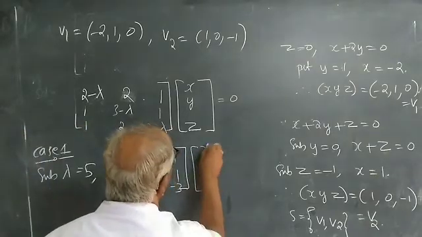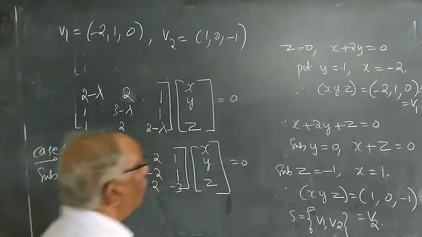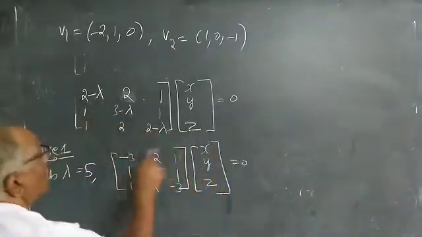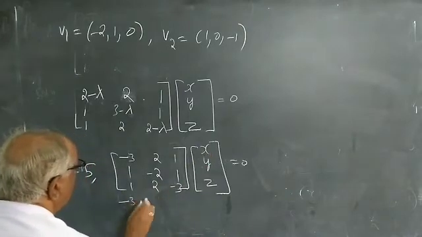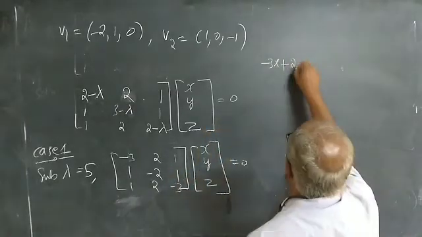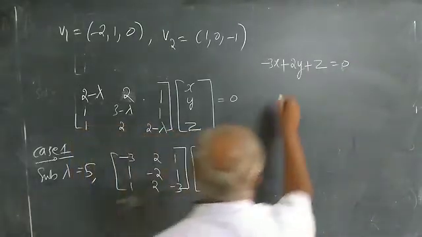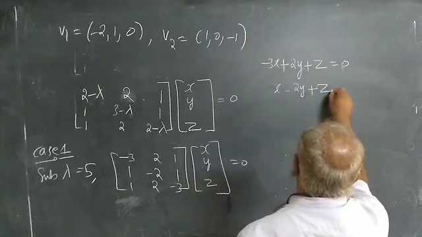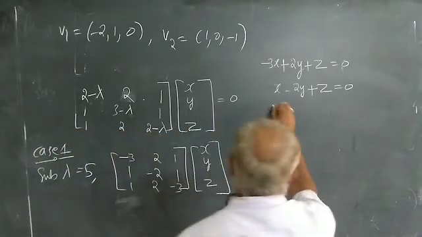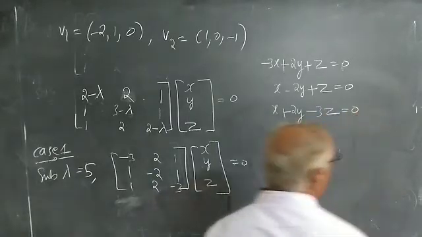Now write this as (A minus 5I) times (x, y, z) is equal to 0. Now, form the equations first. When I form the equations, what are you getting? Minus 3x plus 2y plus z is equal to 0. Next, x minus 2y plus z is equal to 0. Next, x plus 2y minus 3z is equal to 0.